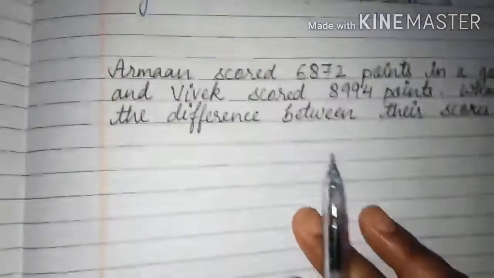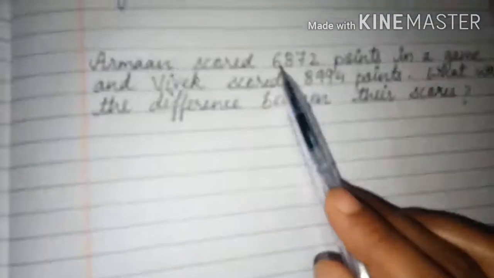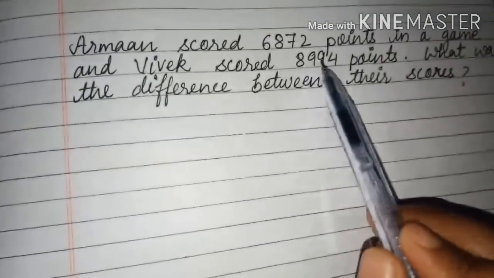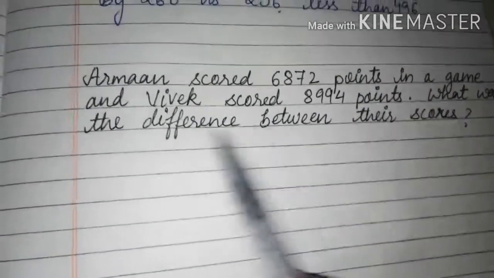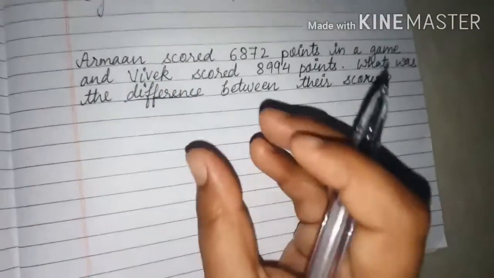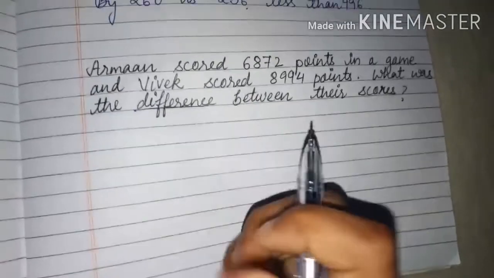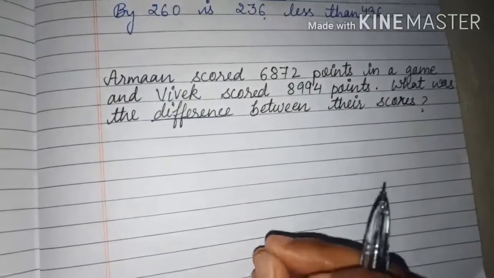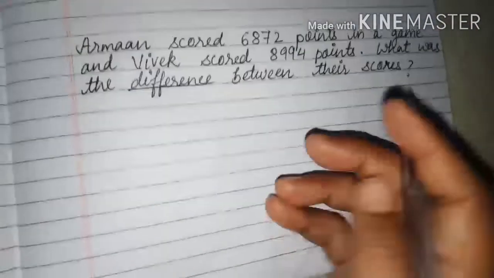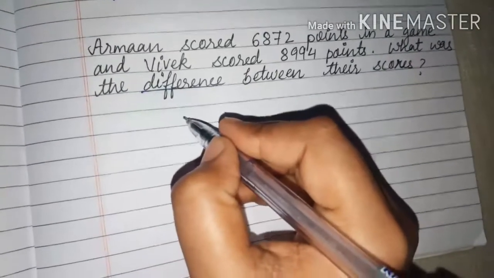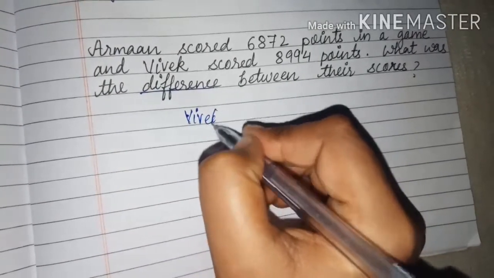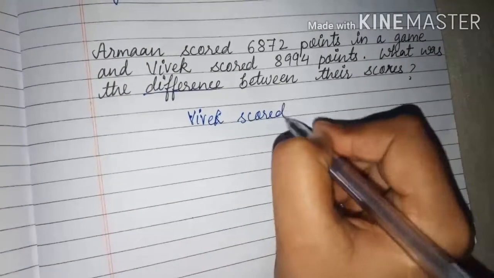Okay, now we have our next question. Arman scored 6872 points in a game and Vivek scored 8994 points. So what was the difference between their scores? Let me tell you, difference means अंतर, how much gap is there between them. To find that difference, you have to subtract the smaller number from the greater number. First of all, I will write the scores. Vivek's score, how much did Vivek score?